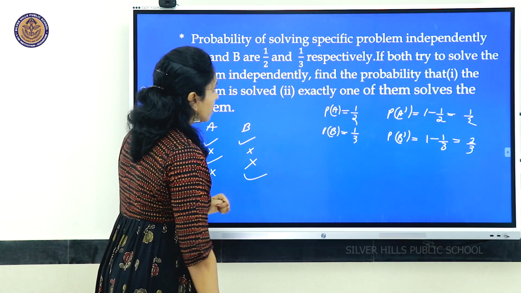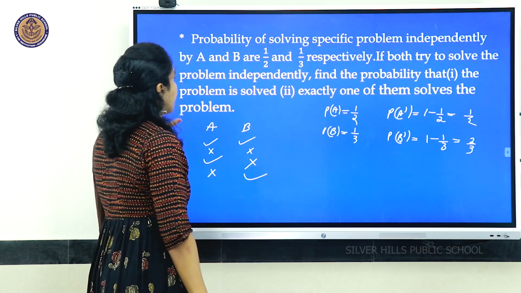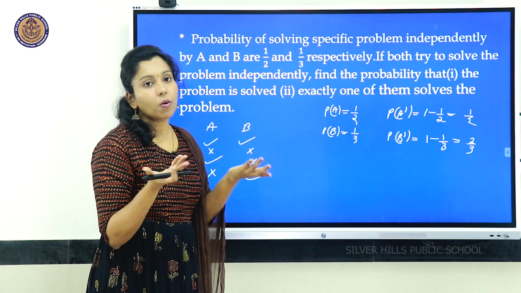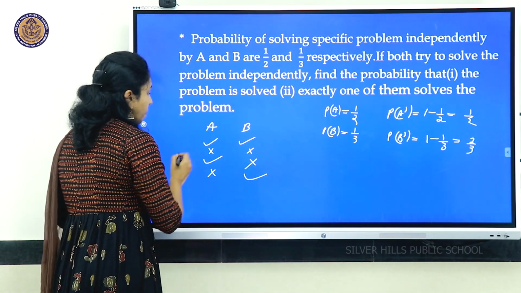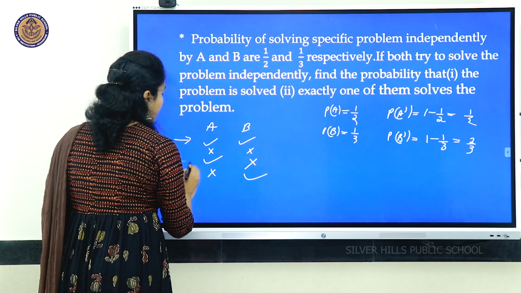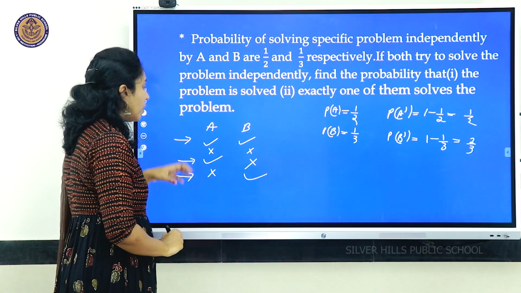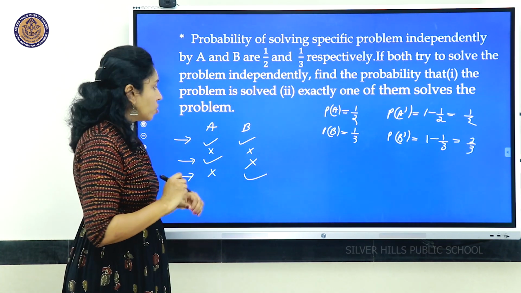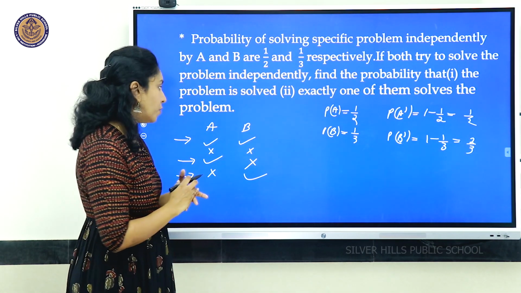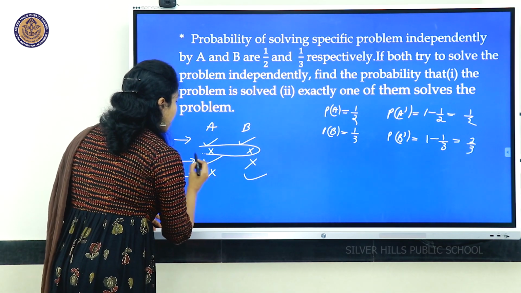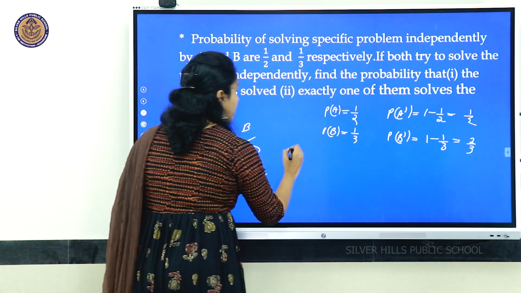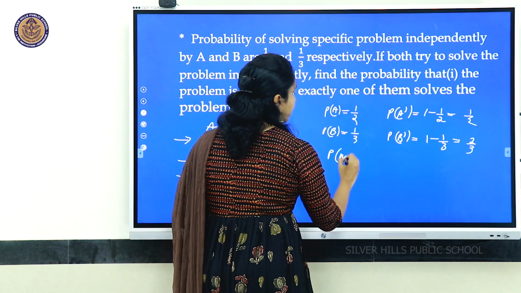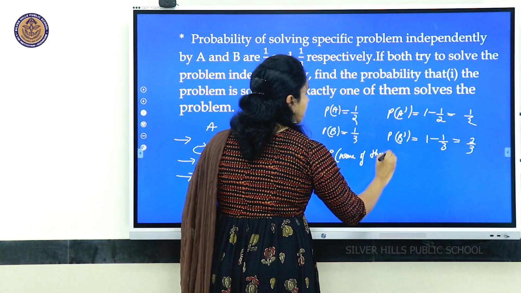Now, let us try to answer the first one. Find the probability that the problem is solved. So, is solved means one or both can solve the problem. So, that means this case can come, this case can come. 3 cases can arise, and we know total probability is 1. So, instead of adding all these, it is enough to find 1 minus probability none of them solves the problem.